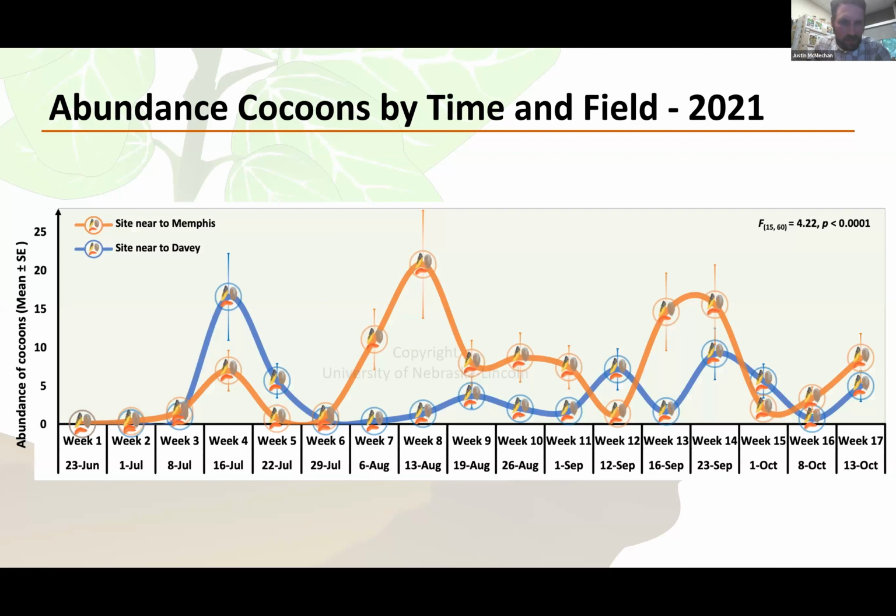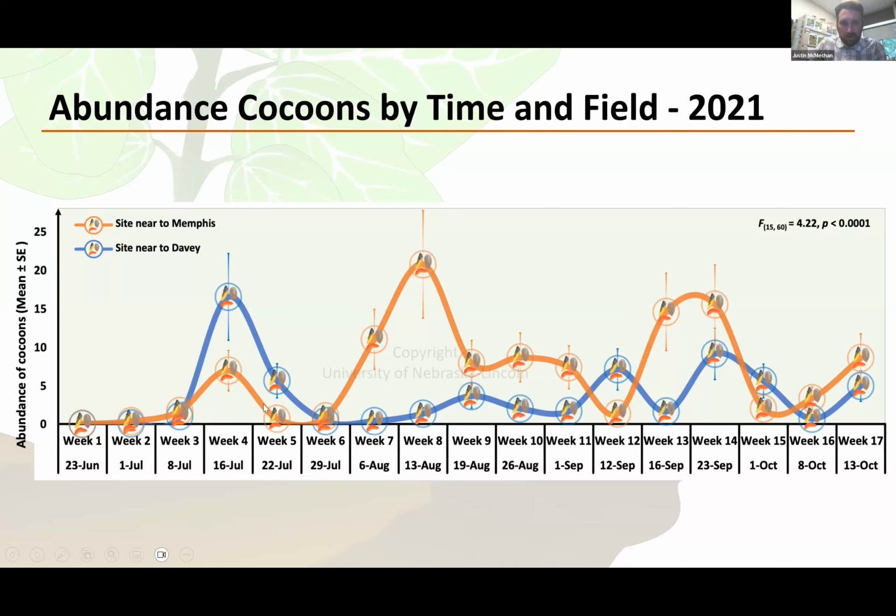So we've got 2 sites here. We named Memphis and Davie. The Memphis site would be the overlap with Vilma's data. So you can see that 2 weeks following where Vilma's larval populations peaked really matched the cocoon populations that were present, at least for a brief period of time there about 2 weeks after that peak population occurred.